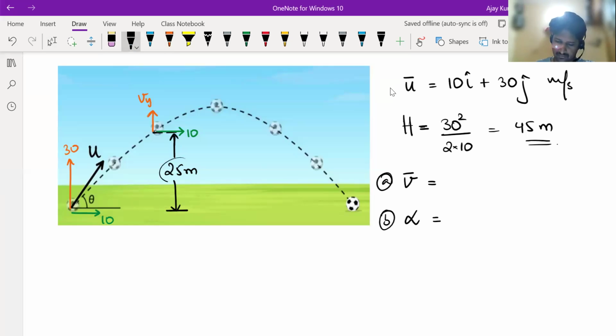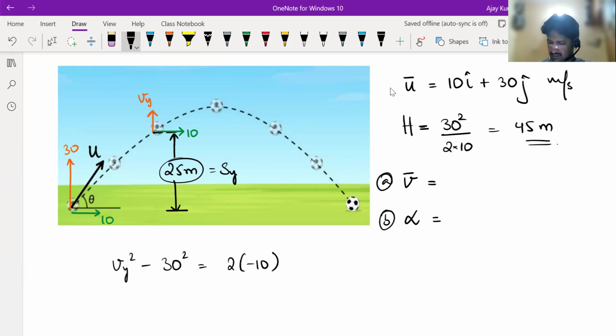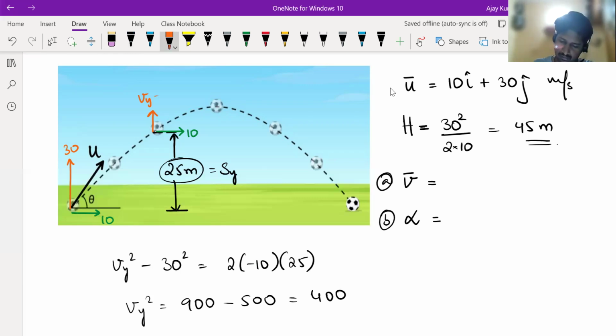And for that, we will make use of this height. This is displacement in the y direction. So if you want to calculate the y component of velocity, vy square minus uy square is 2 a s. Acceleration in y direction is minus 10. Displacement in y direction is 25. So you get vy square is equal to 30 square, which is 900, minus 2 into 10, which is 20, into 25, which is 500. It becomes 400. Square of what number is 400? Plus or minus 20. So vy could be plus 20. It could even be minus 20. And minus 20 corresponds to descent.